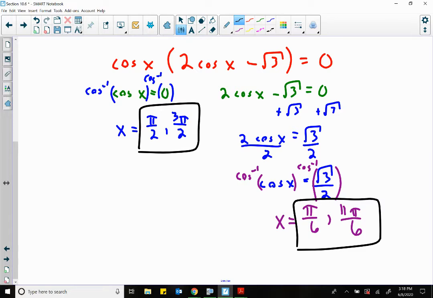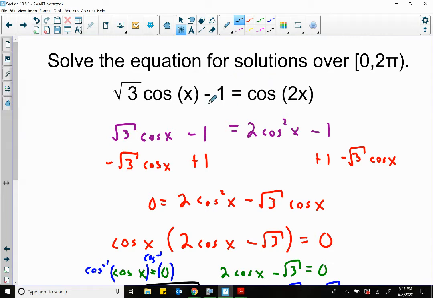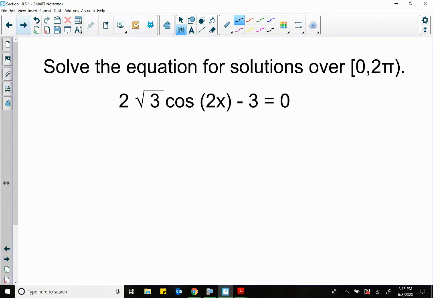So try not to overthink it. If it seems like you're getting stuck doing the problem, I could see you getting stuck on this one because cosine x and cosine 2x are two different things. Try changing the double angle, or if it's a half angle, changing it to something that you can work with. Don't just stay on those problems. Change it to something that you can work with. There's nothing wrong with that. So keep that in mind. Go ahead, pause the video, give this one a shot. You got this.